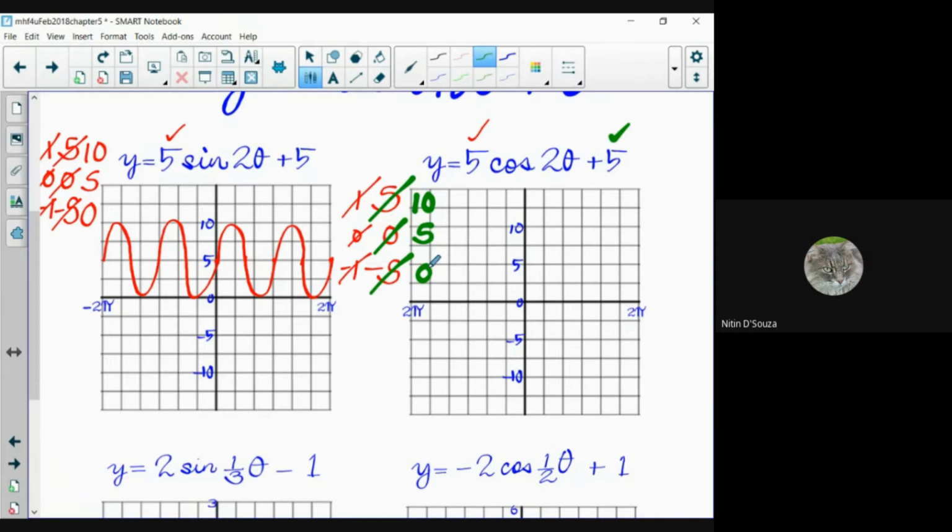The 2 theta means that between 0 and 2 pi, you will have 2 complete cycles of cos. Cos starts at, this is my starting point because it's my midline. You understand? So this is where you start here. Oh, that's a line.